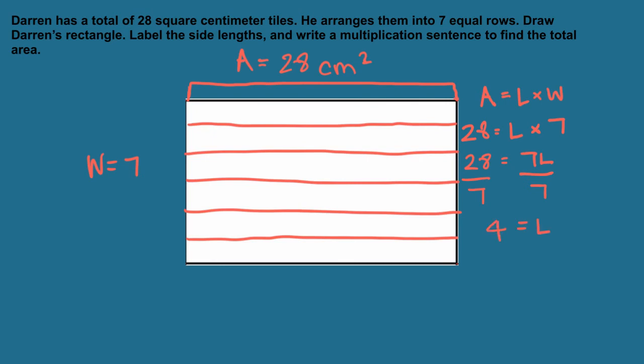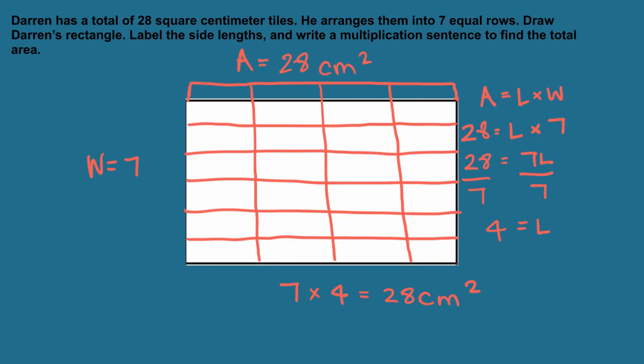That tells us that we have 4 columns. Therefore, we need to draw them in. 1, 2, 3, and 4. Now, lastly, let's write our multiplication sentence. 7 times 4 equals 28 centimeters squared. And if you wanted to double check that, you can just count the boxes.